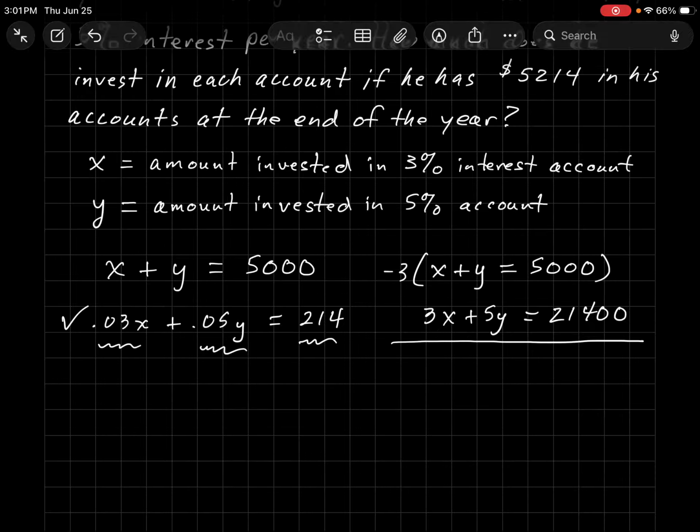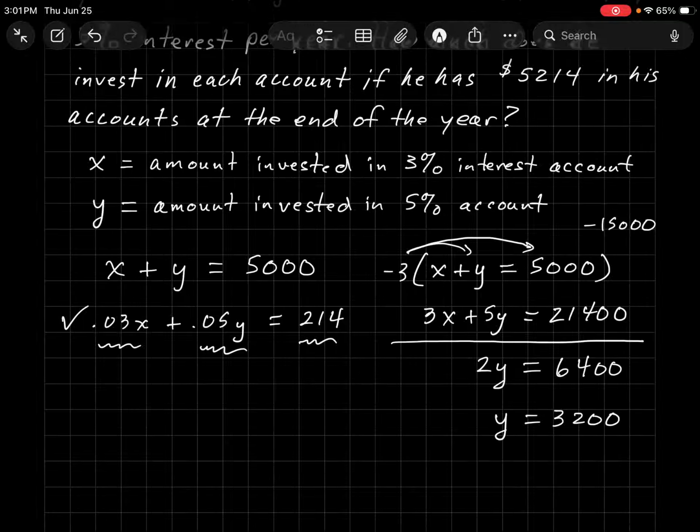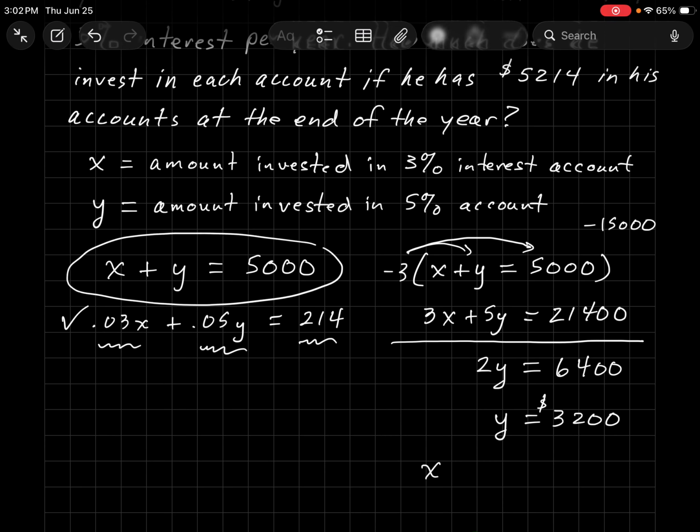plus 3x, so my x's are gone. I get -3y plus 5y, give me 2y, equals -3 times 5,000, so -15,000, plus 21,400 gives us 2y equals $6,400. Remember, y, which is 3,200, is the initial amount put in the 5% account. And since x plus y is 5,000, that gives us x is $1,800. That is, the initial amount put in the 3% account is $1,800.